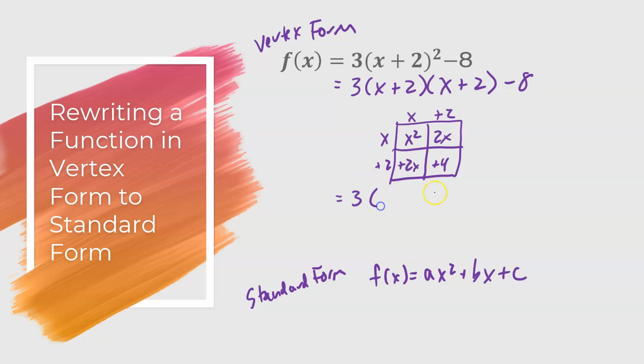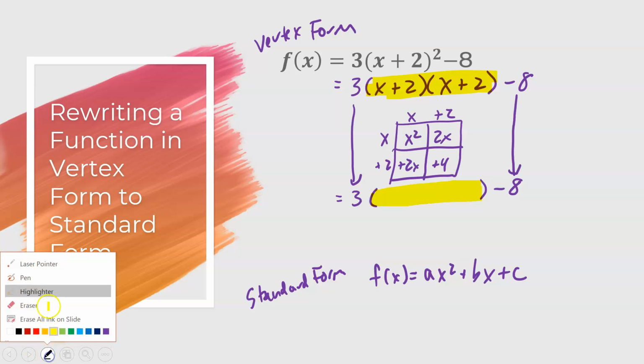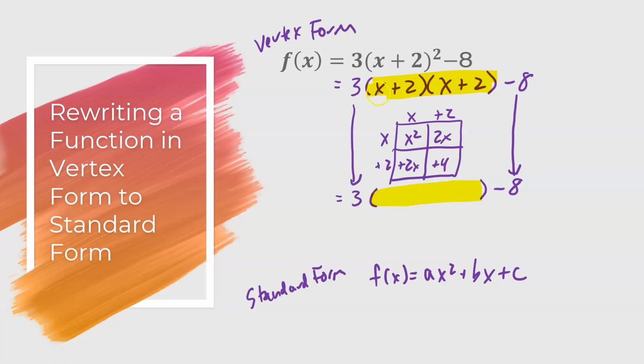Now, here's where we have to be careful. Don't forget when you're doing these steps to bring down the 3 and bring down the -8. What we're doing right now is multiplying this to get one polynomial instead of a binomial times a binomial. So when I did x plus 2 times x plus 2, I get x squared plus 2x plus 2x, which is plus 4x plus 4. Okay, so that's the first step. Multiply the binomial times the binomial.